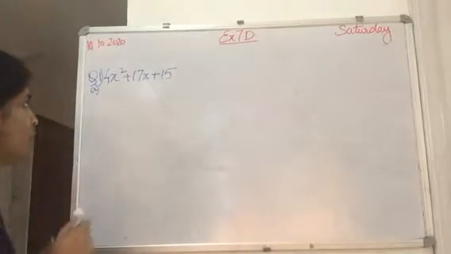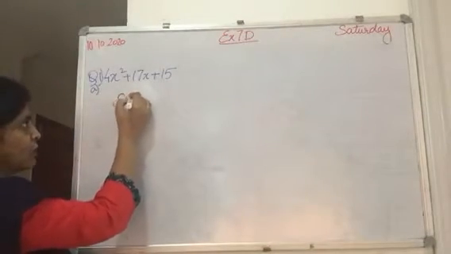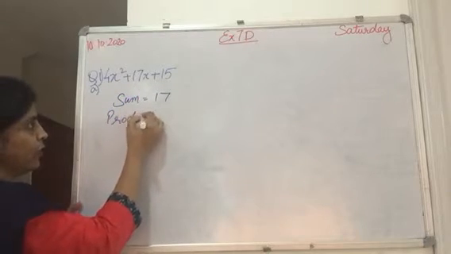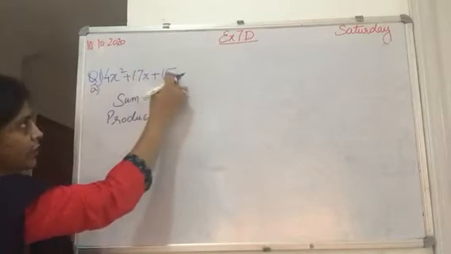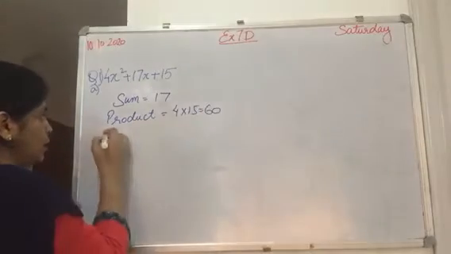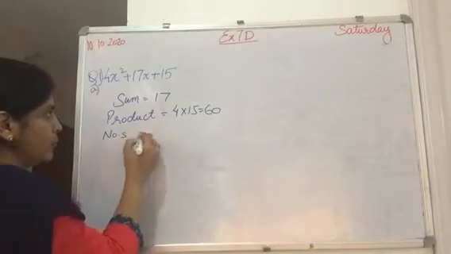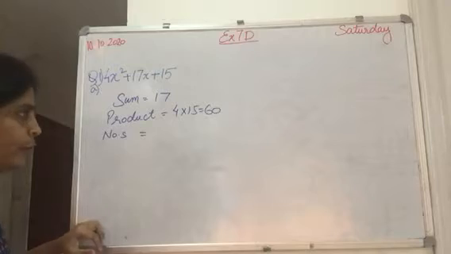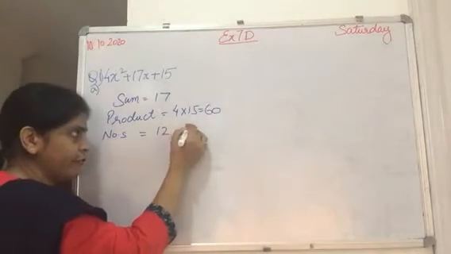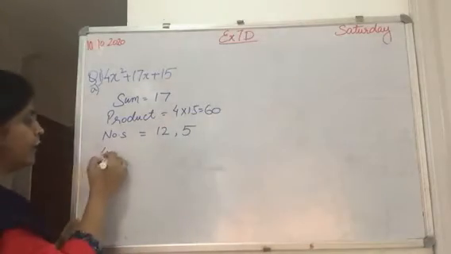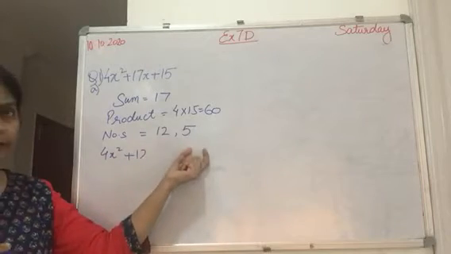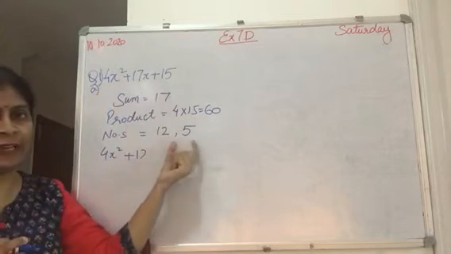Now we will apply the splitting method. So sum is 17. Product means the coefficient of first term and third term. So 4 into 15 is 60. Now numbers, please write down in this way only. Now numbers are 12 and 5. Yes. Now 4x square plus, now 4x square, 12 and 5. Now the middle term you have to split between 12 and 5.